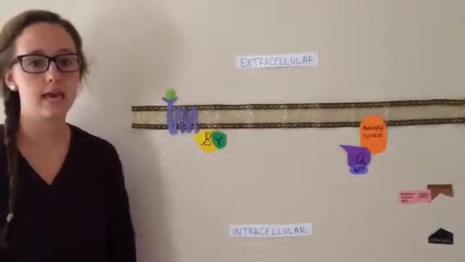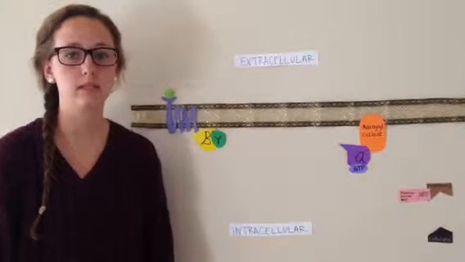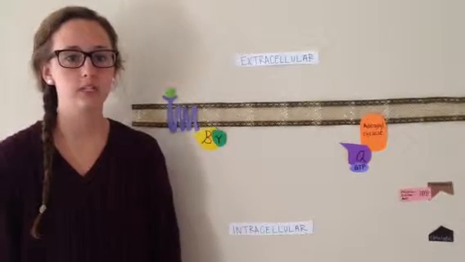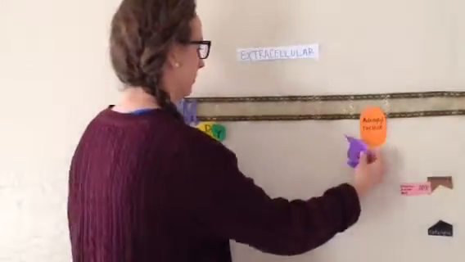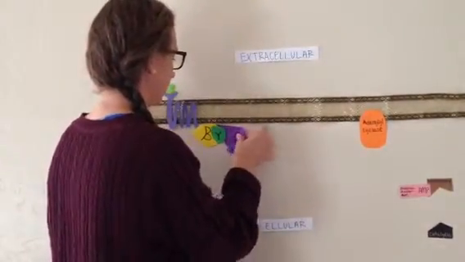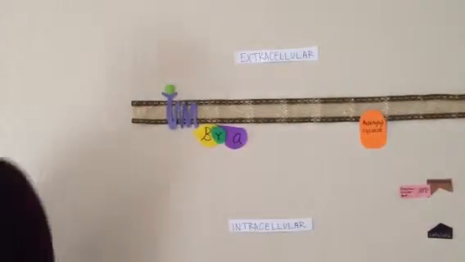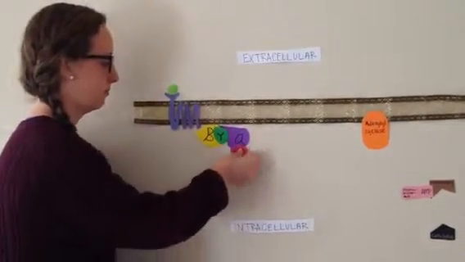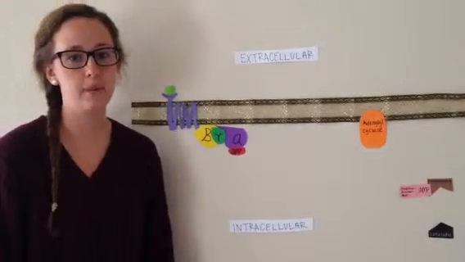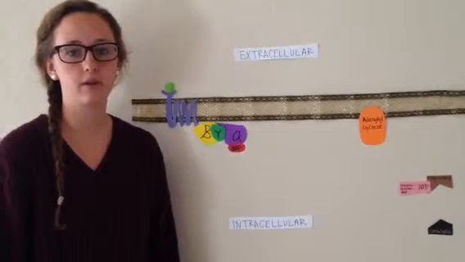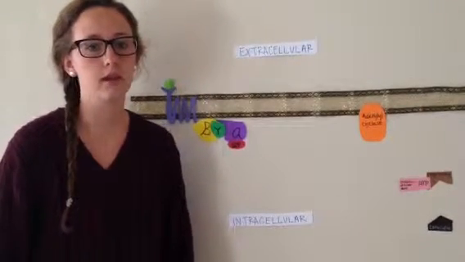After the cyclic AMP turns back into AMP, the alpha subunit then returns back to the G protein and reattaches with the beta and gamma subunits. The G protein and membrane receptor are now ready for the process to start all over again when the receptor receives another signal from a ligand.